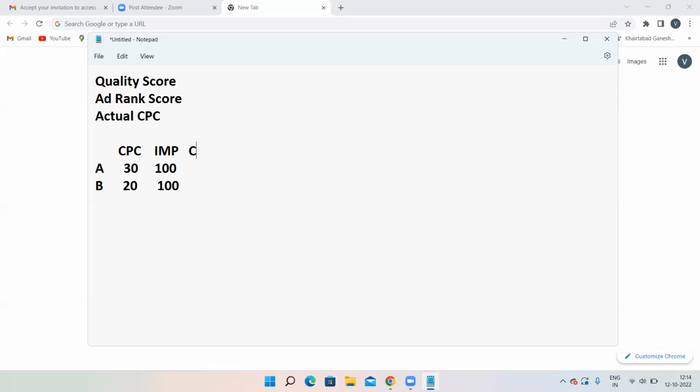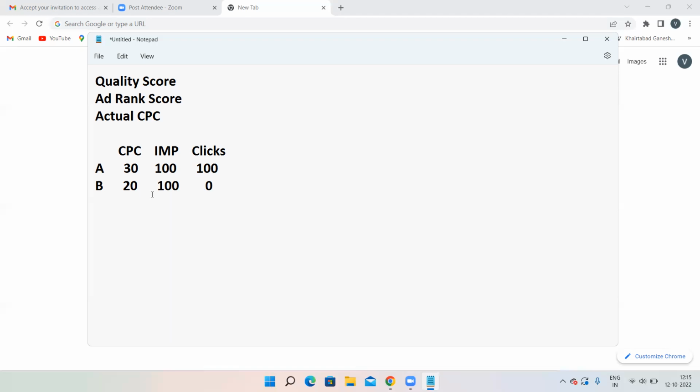Now let's assume, as we already assumed in the starting, in case B wants to beat A and appear in A's place, B will click on A's advertisement until A's daily budget gets exhausted, isn't it? So now let's think the same way. B has clicked on A's advertisement 100 times. And obviously B is not going to click on its own advertisement, right? So let's assume B got 0 clicks.